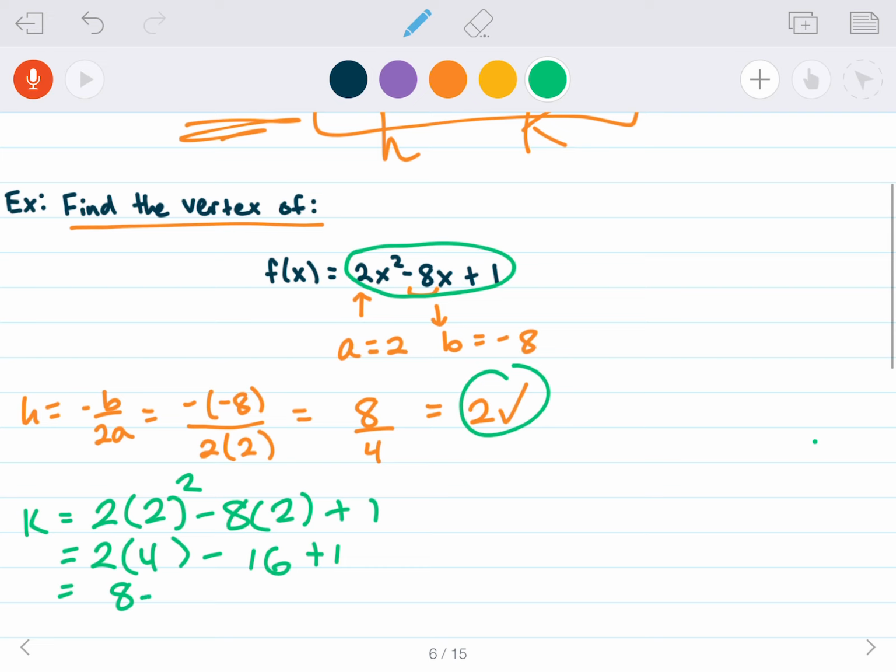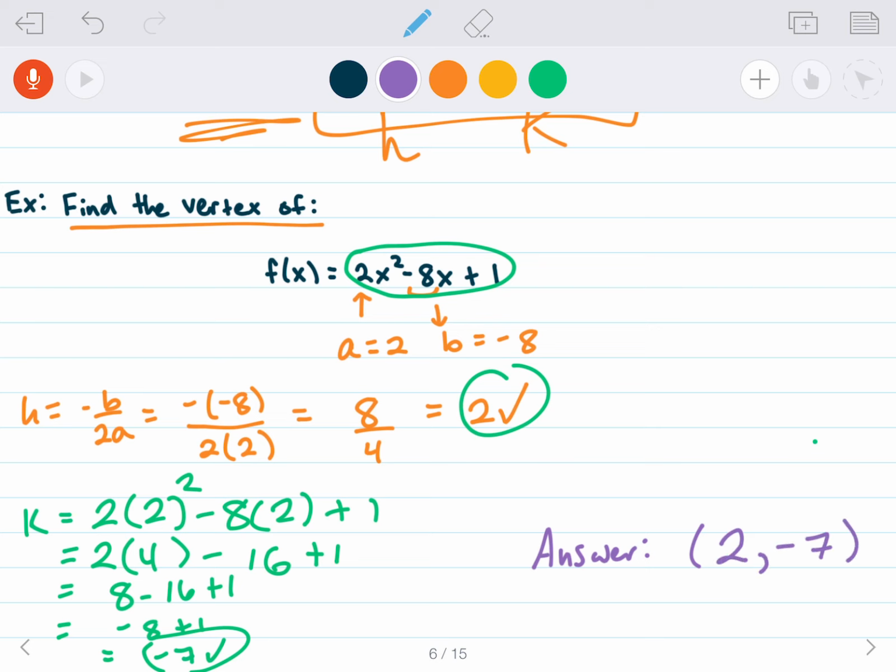8 minus 16 plus 1. And what do I get? I get negative 8 plus 1, which is negative 7. So that's k. So our vertex, for our answer, is going to be h is 2, k is negative 7.